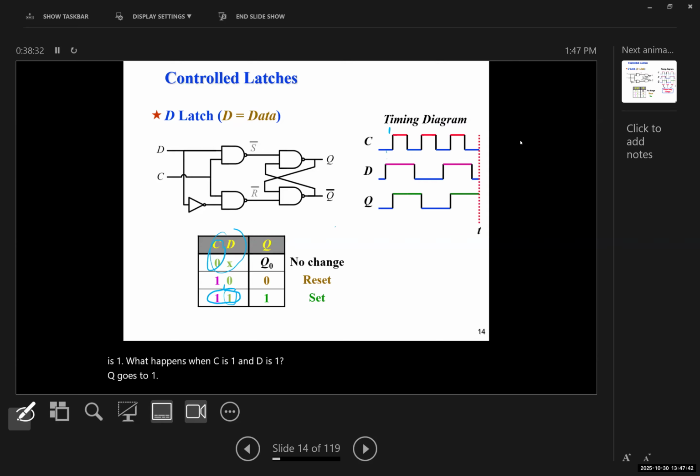Now you can see that D is actually correlating with the clock, and we can synchronize hundreds or thousands or millions or billions of these memories together and create a unique memory. Is it clear? So when we add the control, we're adding timing, and now we have a synchronous system.